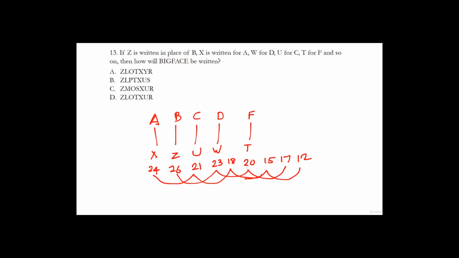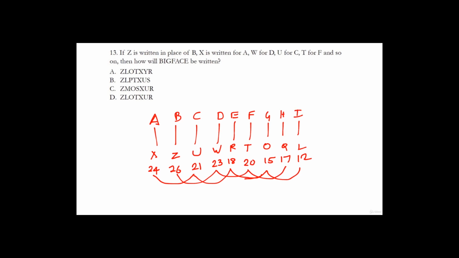Now 18th letter in English alphabet is R, which means E is replaced with R. 15th letter is O, which means G is replaced with O. 17th letter is Q. So H should be replaced with Q. 12th letter is L. So L should replace I.